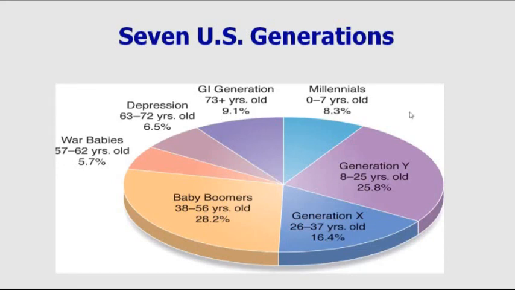Okay. So, aside from the key, bakit key? Kasi sila talaga yung malaking porsyento, class. Tingnan nyo naman yung pie chart natin. No? Pinakamalaki ay baby boomers, followed by the Generation Y, and then the Generation X. Then followed by GI generation, millennials, depression, and the war babies.